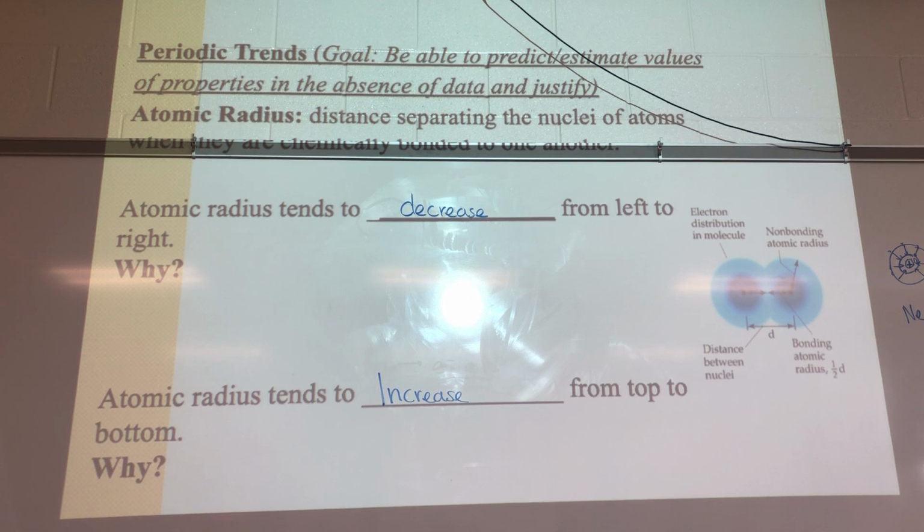Atomic radius increases as I go top to bottom. Anyone, by raising hand, have a theory of why? Yeah. Because it adds more outer shells.